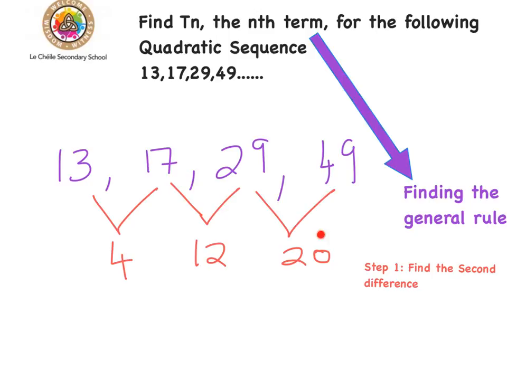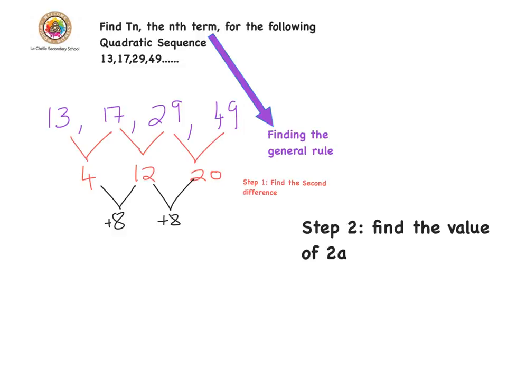I can see it's definitely not a linear sequence because the first difference isn't the same. But if I examine the second difference, between 4 and 12, the difference is plus 8. And the difference between 12 and 20, again, is plus 8. So I've found that this is a quadratic sequence. Once I've found that, I can say that the second difference is equal to 8.